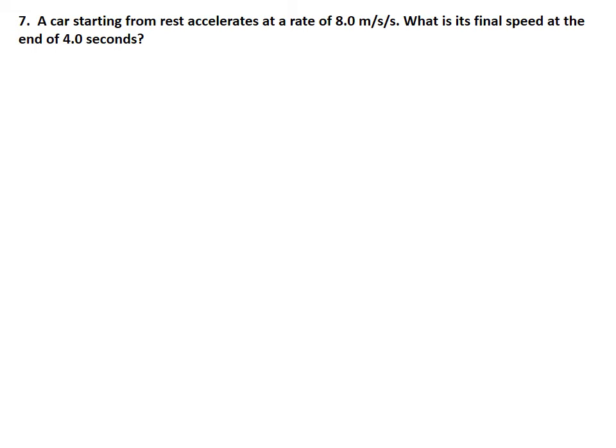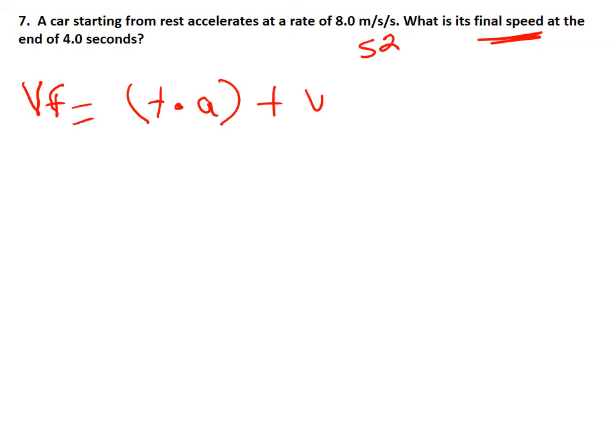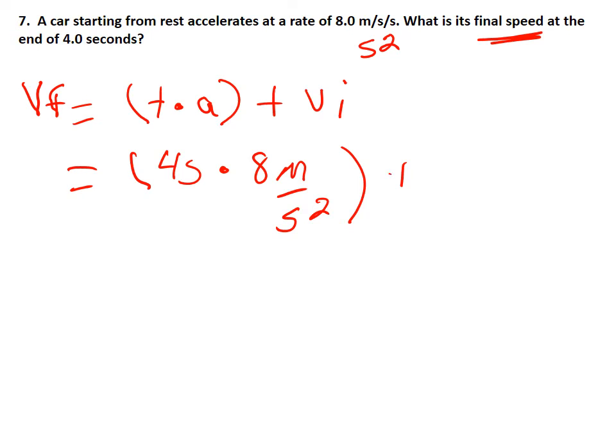So in this problem, it says a car starting from rest accelerates at a rate of 8 meters per second. Now, the second is the same as saying second squared. What is the final speed at the end of 4 seconds? So we're solving for final velocity. VF is equal to time times acceleration plus the initial velocity. So here we have a time of 4 seconds times the acceleration of 8 meters per second squared, you can say it that way, plus the initial velocity.